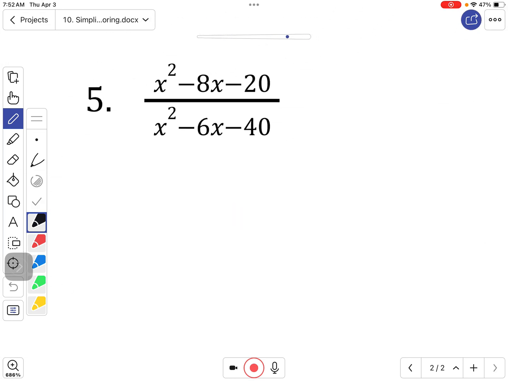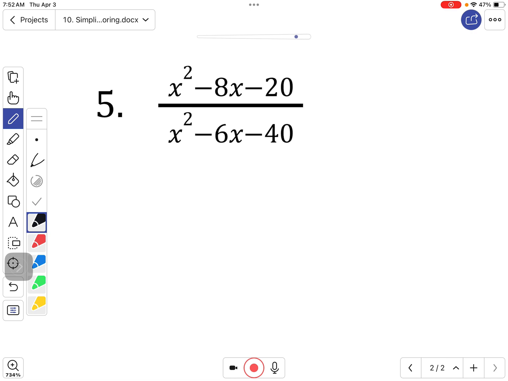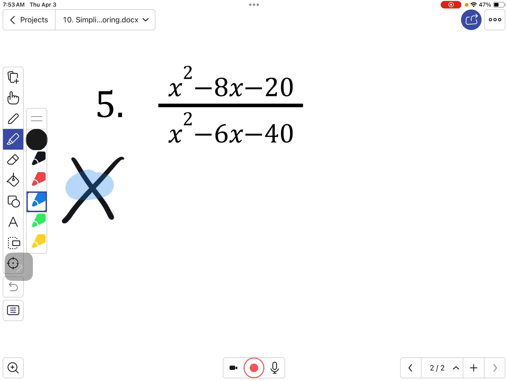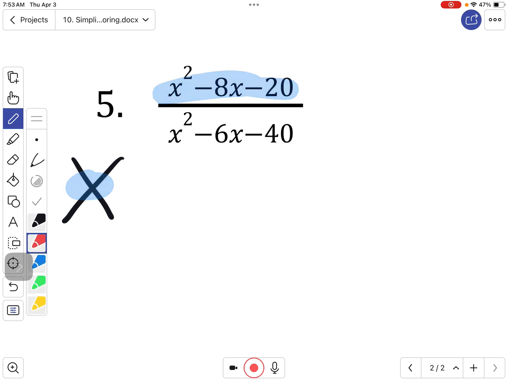Okay, so when I look at this one, notice that this one has an x squared on the top and an x squared on the bottom. That means that I need to do two different x's. Okay, so I'm going to start with this one, and this one is going to be my top one. Okay, so I'm going to put a negative 20 on the top and a negative 8 on the bottom. And two numbers that multiply to negative 20 but would subtract to negative 8 would be a 2 and a negative 10.